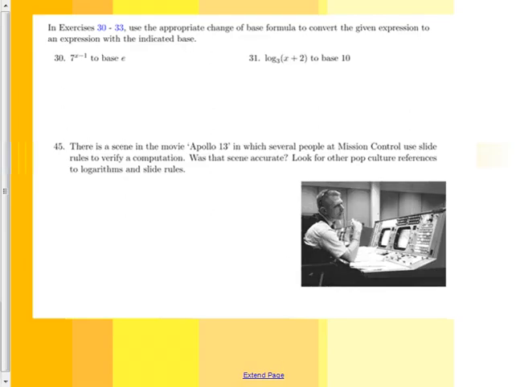Number 45 we have to skip because it does involve needing to know how to do a slide rule, and that's something I want to add next year, but I don't know how to do it right now. So it's not like you need to read a slide rule for your test either. So just know it's an old way of doing logs before there were calculators.